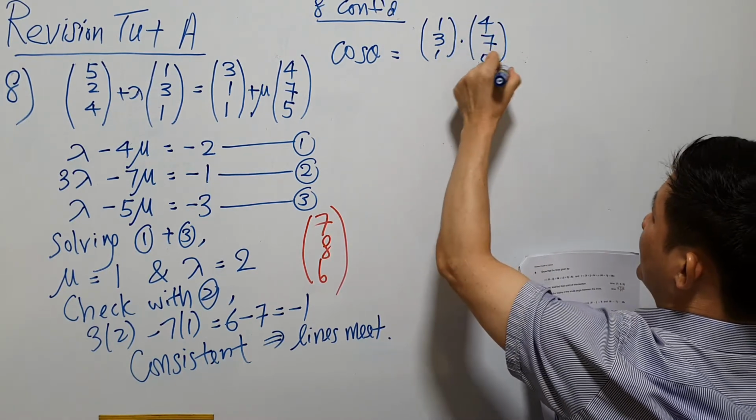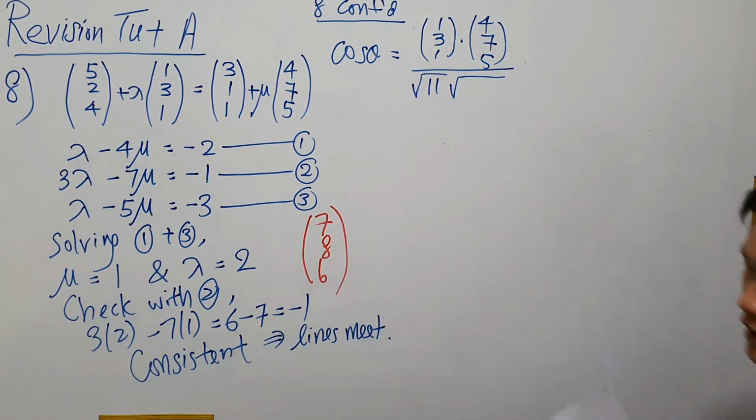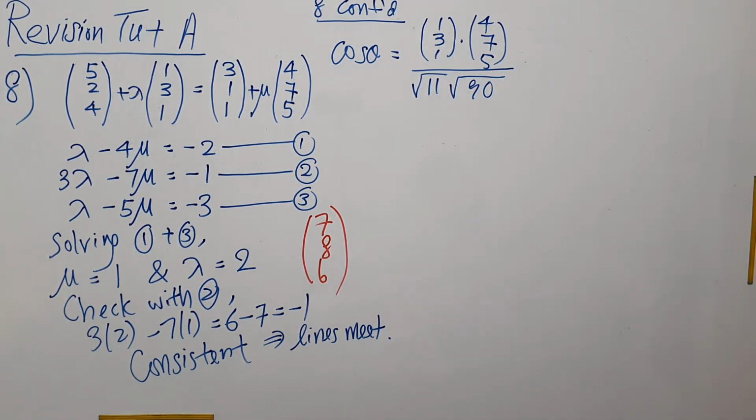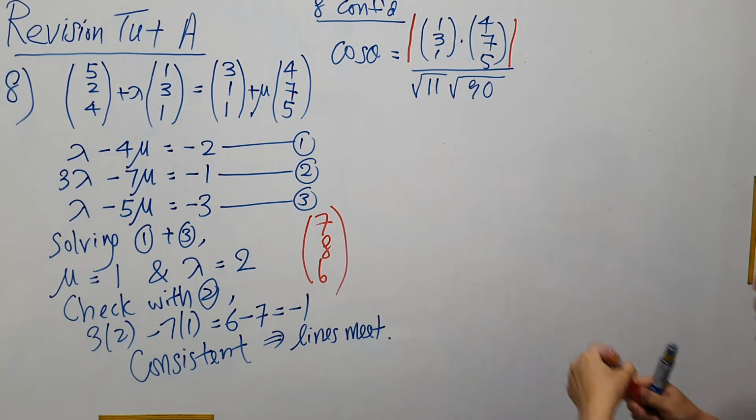Then divide by their moduli. This is root 11, and this is root 90. How to find the modulus? You square, square, square, right? I want to caution you, although it's not needed, to find the cosine of the angle between two lines, you actually need the modulus, because you want to make sure that you truly get an acute angle, right? When you talk about the angle between two lines, it must be the acute angle between them.